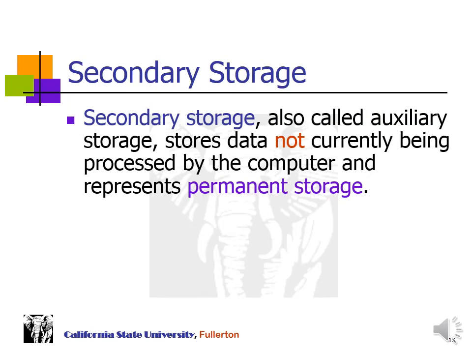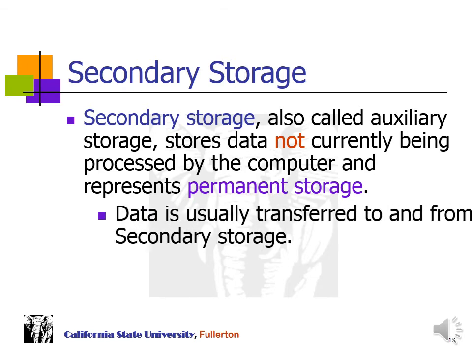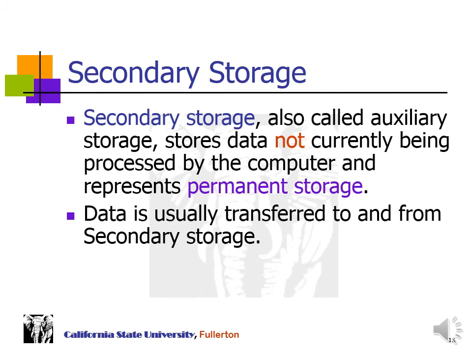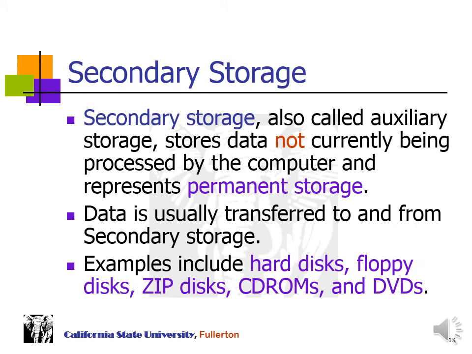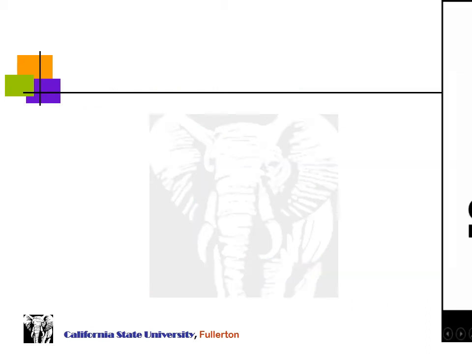Secondary storage stores data not currently being processed by the computer and represents permanent storage. Data is usually transferred to and from secondary storage. Examples of secondary storage are hard disk, floppy, CD-ROM and DVDs. The next video will show us the primary and secondary storage in detail.